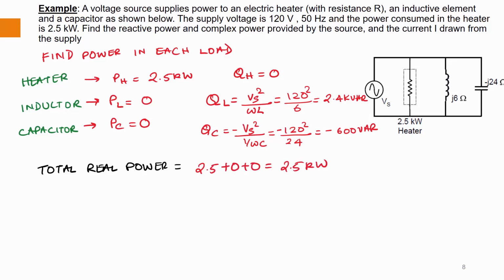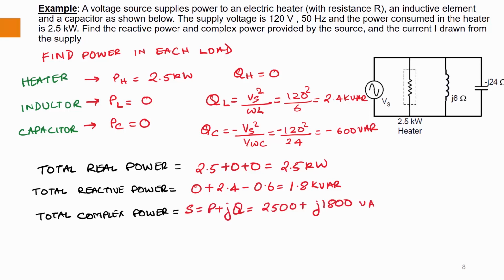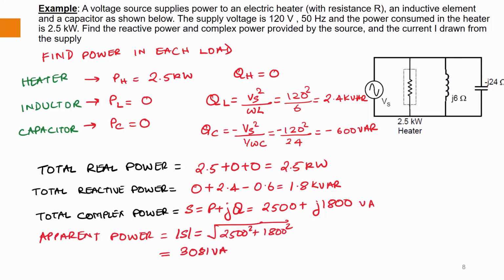The total real power now is a summation of all the real powers, which is 2.5 kilowatts, while the total reactive power, which is again a summation of all the reactive powers, is 1.8 kVAR. Thus, the total complex power is P plus jQ, or 2500 plus j1800 volt amperes. The apparent power now is the square root of P squared plus Q squared, which gives us a value of 3081 volt amperes. Using this apparent power, we can find the IRMS, which is the current phasor I, as 25.7 amperes.